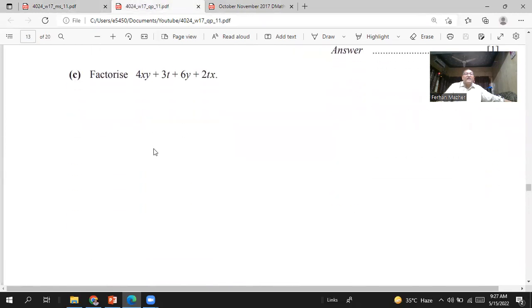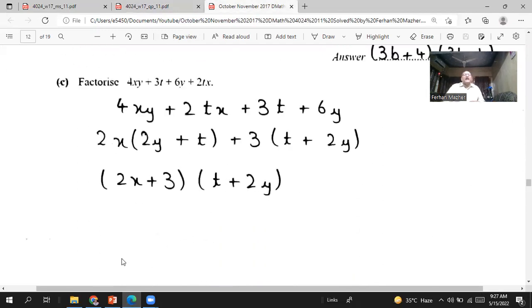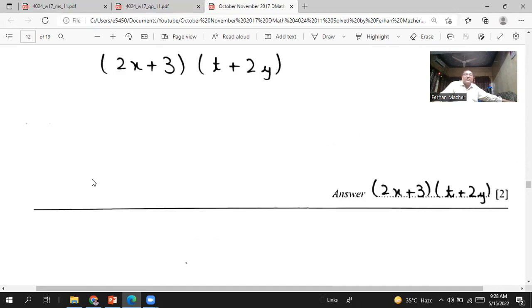Then we have the C part. It says factorize. Now this has 4 terms and we have to factorize it. Very simple. I have rearranged it: 4xy plus 2tx plus 3t plus 6y. First, from these two terms, I can take 2x common. You are left with 2y plus t. From these two terms, you can take 3 common, so t plus 2y. These two brackets are the same, and I can take them common. So this t plus 2y is taken common. From here, you will have 2x, and from here, you will have plus 3. So this is how you factorize it.